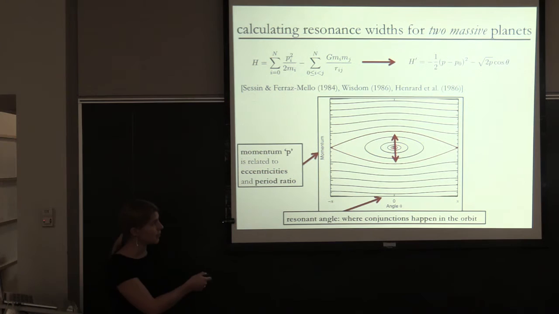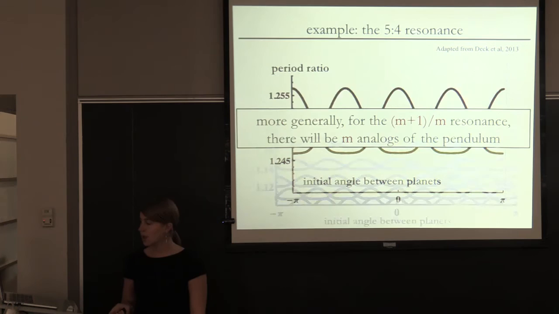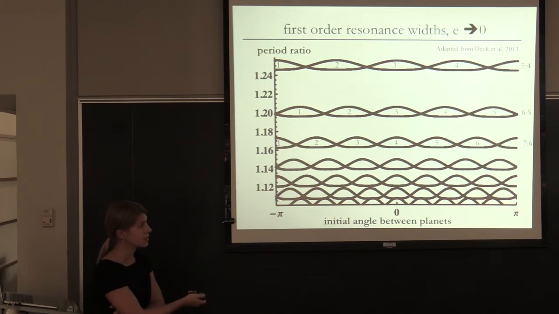And more generally, what we showed was that for the m plus 1 to m mean motion resonance, there are m analogs of the pendulum all lined up in a row. So now, when I show you the plot of period ratio and initial angle, these are the separatrices of many of the first order mean motion resonances, and you can understand the structure. For the 5-4, there's four of these pendulums. For the 6-5, there's five. And for the 7-6, there's six, and so on.